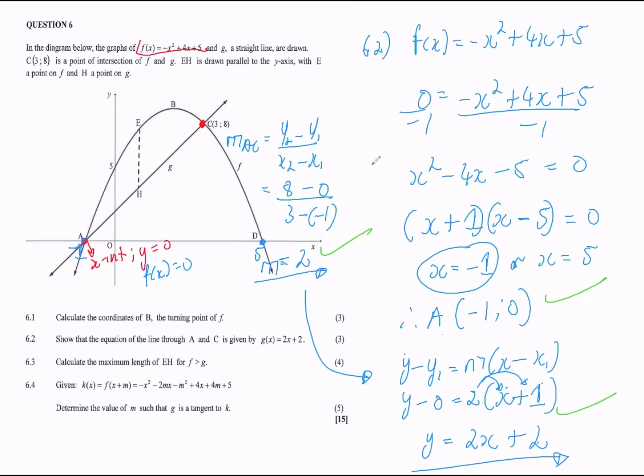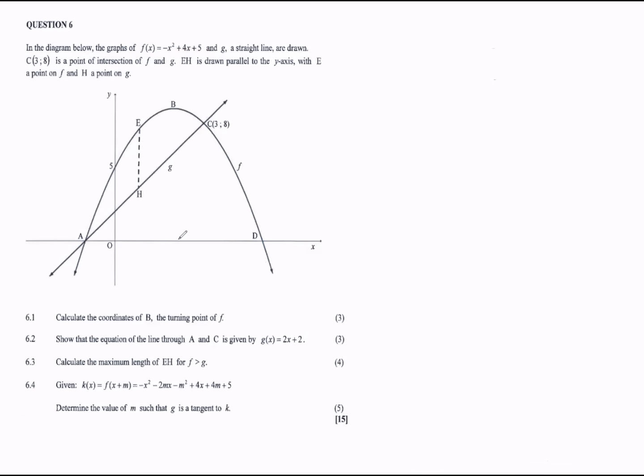So, right. Okay, then we have 6.3. It says calculate the maximum length of EH for F is above G, right? So this means where F is above G. As we can see here, this is the graph of F. Let's highlight it in red. So that's where point E is.